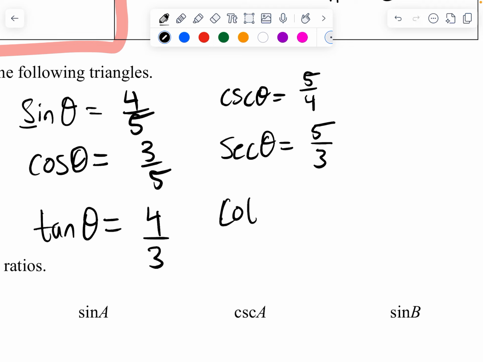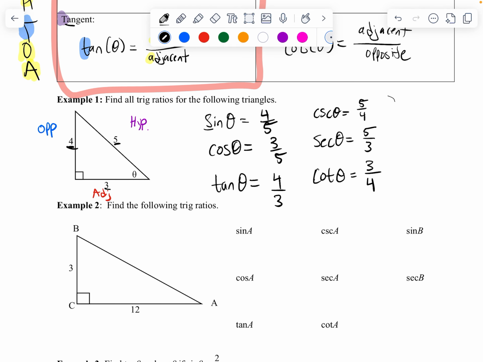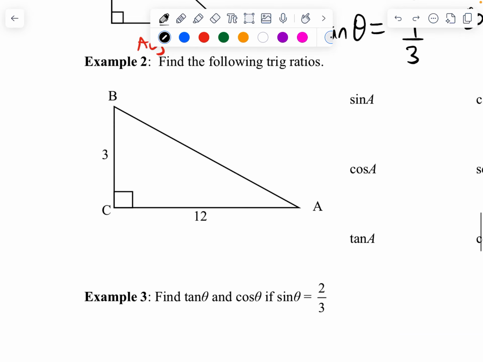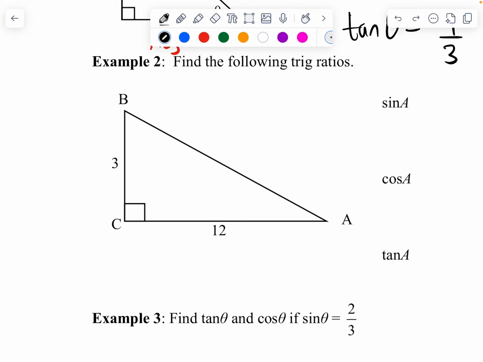Tangent and cotangent sound like they go together, because they do. And then that reciprocal just flips the fraction of tangent, 3/4. And there you go. Those are your answers. Those are the ratios, and you're done. Okay, so example 2 kind of brings everything we've done together and starts actually using all of it.